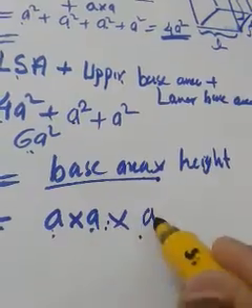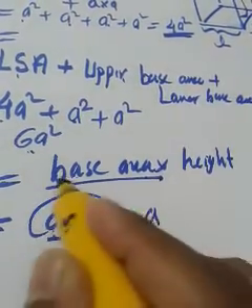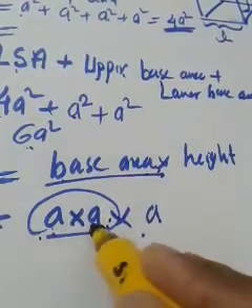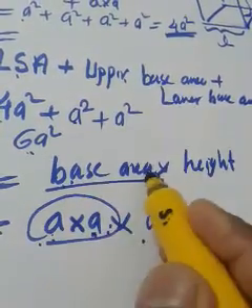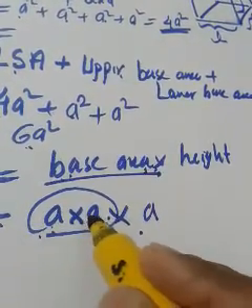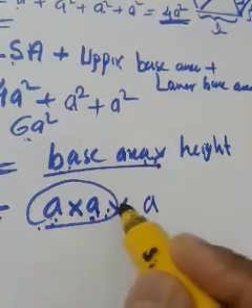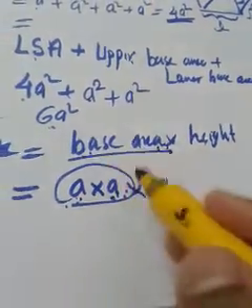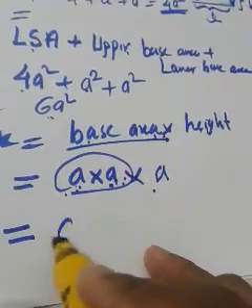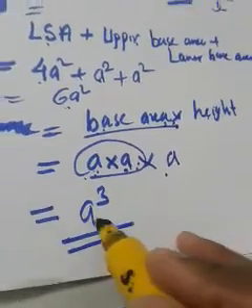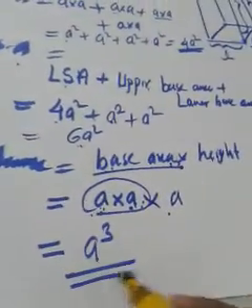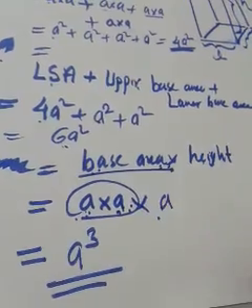So a into a into a. Where did this a into a come from? We found the base area. Why did the base area become a into a? Base is a square, so the square's area is side into side. Here all the sides are a, so side into side is a into a. Into height, which is nothing but a here in the case of a cube. So a into a into a is a cube. That is the formula for calculating the volume of a cube. You may have understood. I think it is very clear for you.